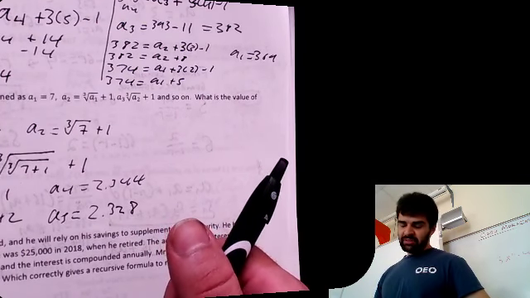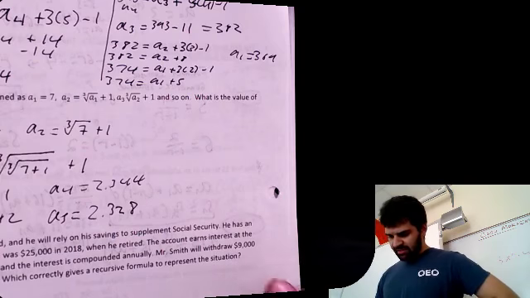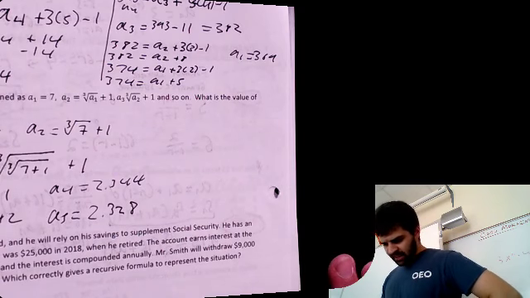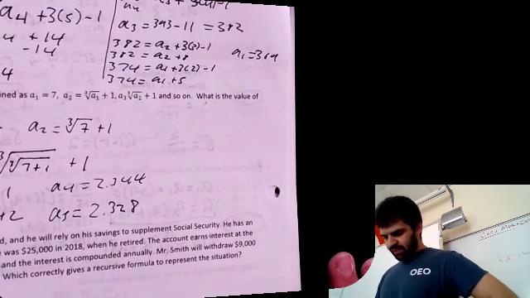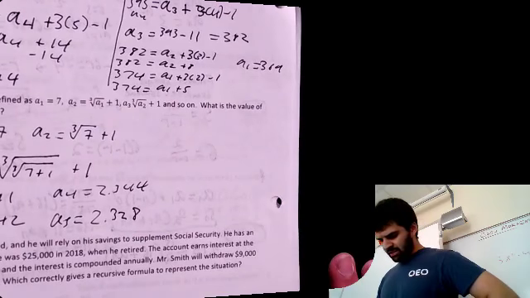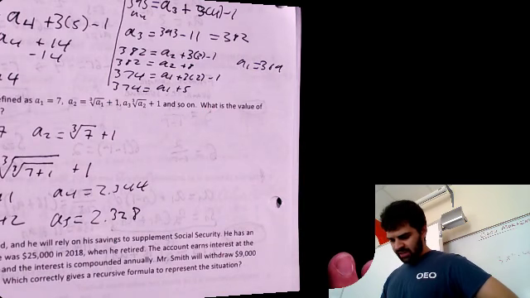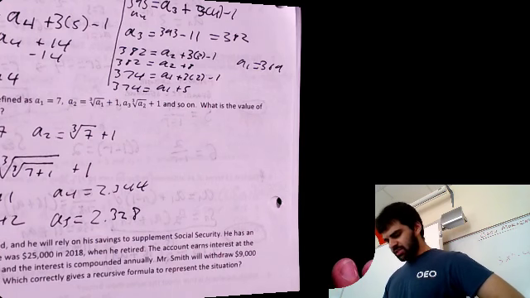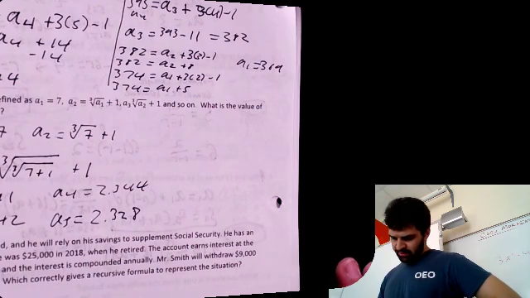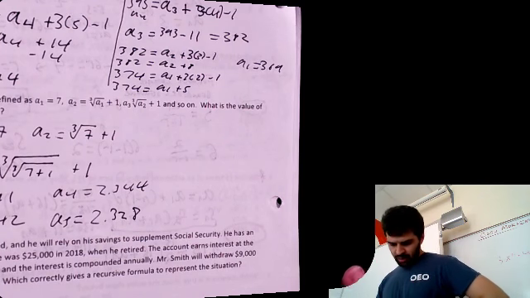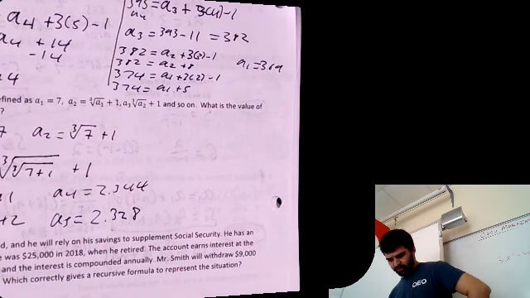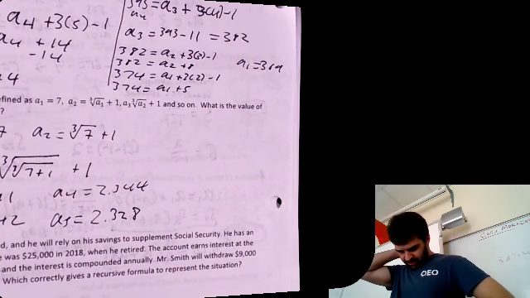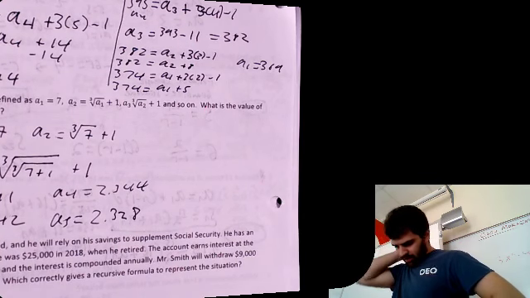Mr. Smith has recently retired, and he will rely on the savings to supplement Social Security. His account had a balance of $25,000 in 2018 when he retired. The account earns interest at a rate of 4.8% annual interest, and the interest is compounded annually. Mr. Smith will withdraw $9,000 from the account each year. Which correctly gives a recursive formula to represent the situation?